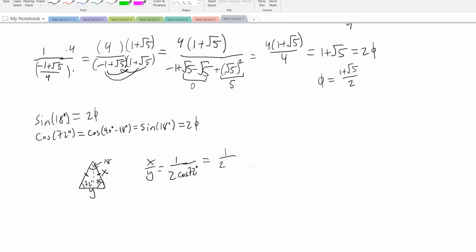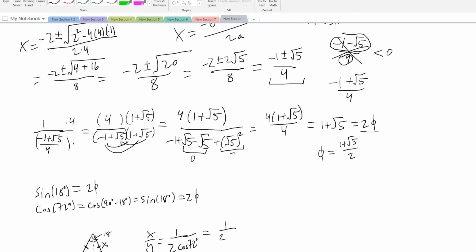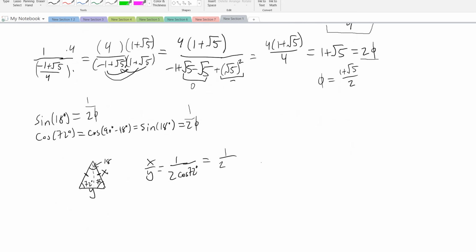Ooh. Sorry, there was a mistake back here. This is 2 phi, but that's not what x was. x was 1 over that. It was the original thing that we had. So sine of 18 degrees was supposed to be 1 over 2 phi. And so cosine of 72 degrees is 1 over 2 phi.